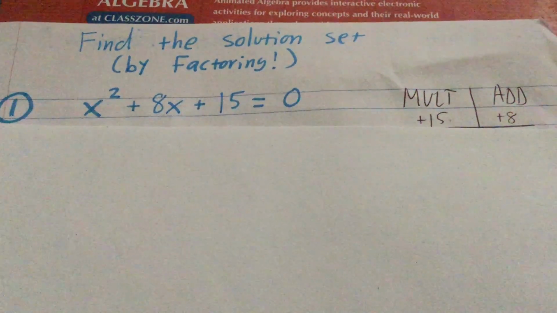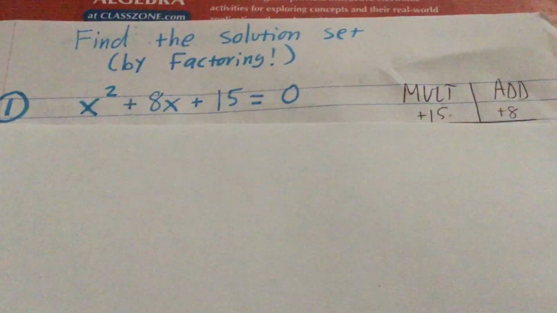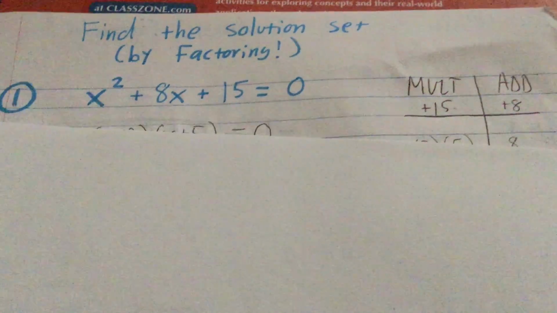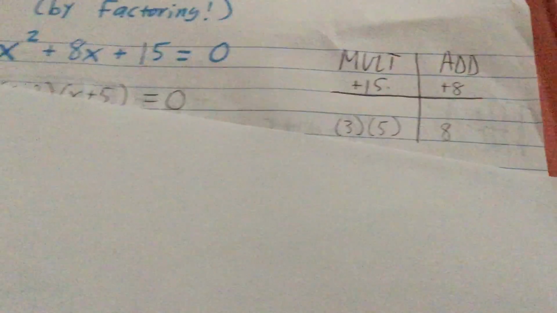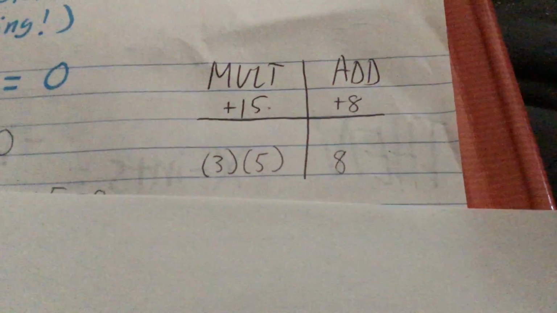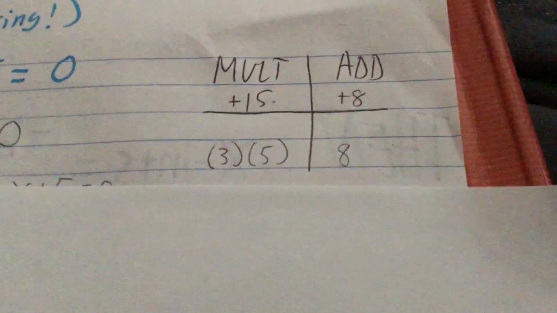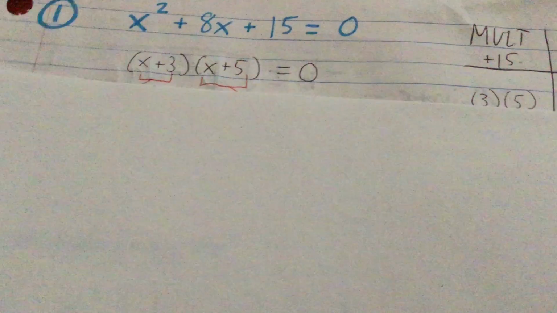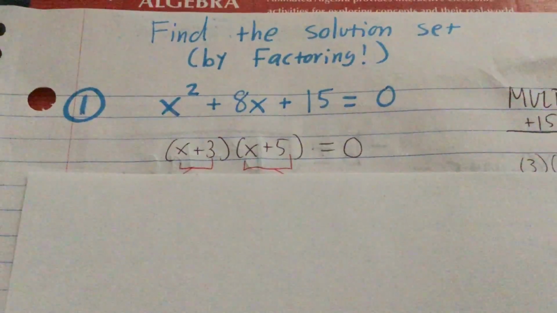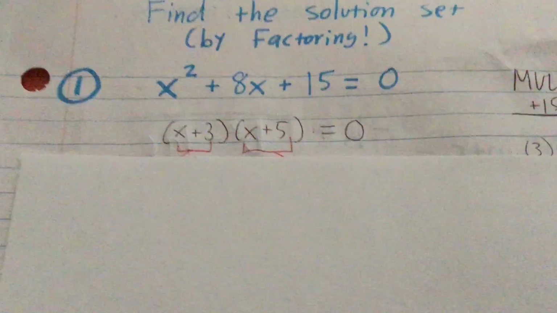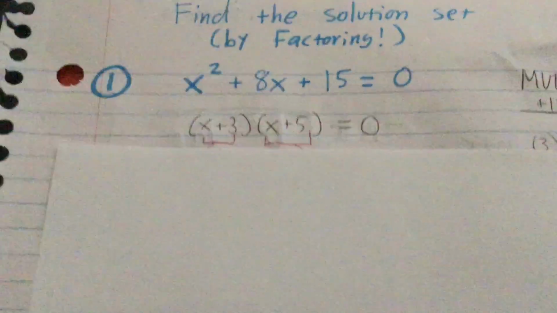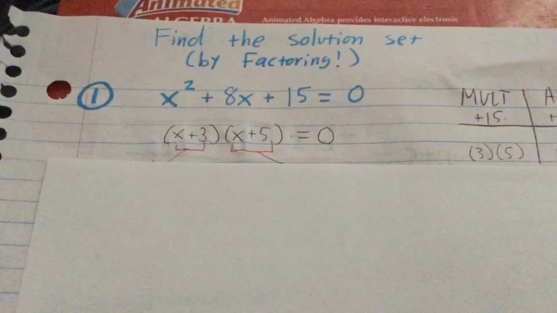If you need this time to do the table, pause the screen. Okay, here we go. That winning combination is positive 3 and positive 5, because 3 times 5 is 15 and 3 plus 5 is 8. So this factors into x plus 3 times x plus 5 is equal to 0. Hey, I got a multiplication problem. I like a multiplication problem, especially when the output is equal to 0, because that means I can use the zero product principle. I hit myself in the thigh.